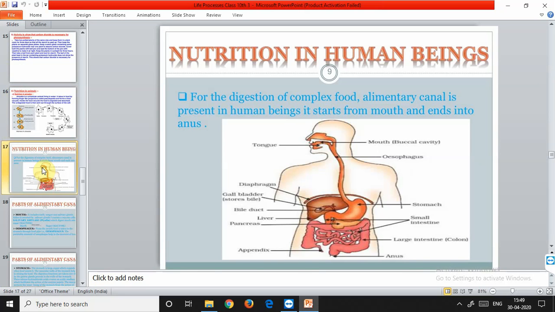Then we came to the nutrition in human beings. We all know that the human body is very complex, and it is a combination of many different systems that are allotted to perform different functions. So the digestive system is the one we are studying here. The various systems are excretory, nervous, cardiac, and so on. The basic thing which is included in the digestive system is the alimentary canal. So first we'll discuss what the alimentary canal is composed of.